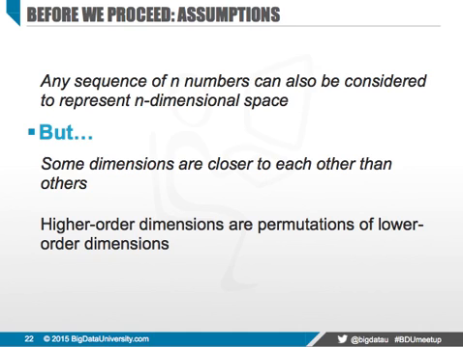Both of the analyses make the same assumption, and that is that any sequence of n numbers can also be considered to represent n-dimensional space. Looking at your data table, the rows represent the observations, and the columns describe the attributes of those observations. If you start looking at the patterns of correlations between these different attributes or variables, you will realize that some variables are highly correlated with each other, and some are not as highly correlated. So some dimensions are closer to each other than others.